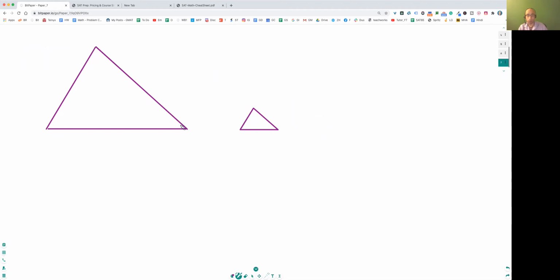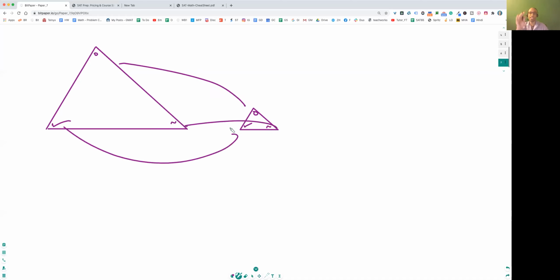Now remember, in similar triangles, there are two special things. Very important: the angles. This angle is equal to this angle. This angle is equal to this angle. And this angle over here is equal to this angle. The corresponding angles are equal, and this is so easy. People say they know it, but they never apply it. So I'm teaching you how to apply these ideas.